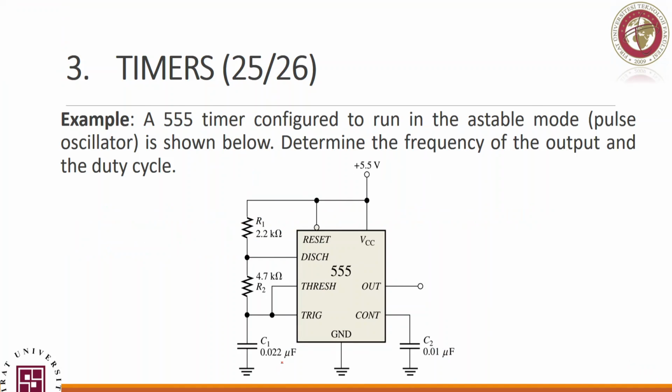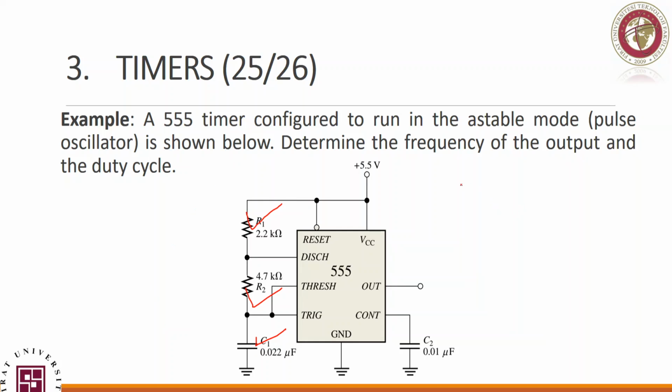Let's take just a simple example to conclude the whole chapter. A 555 timer configured to run in astable mode. Now remember, astable means the pulse oscillator keeps oscillating. It's unstable. It's shown below. Now remember that we have R1, R2, and C1. All right. Determine the frequency of the output.